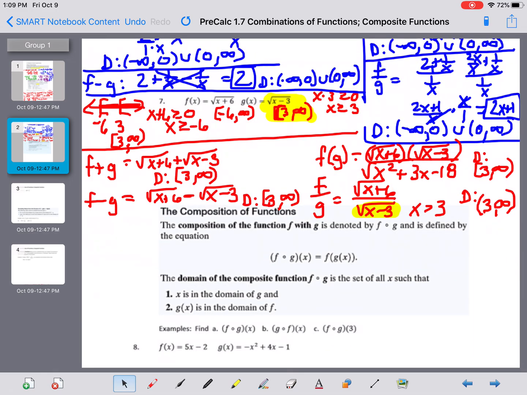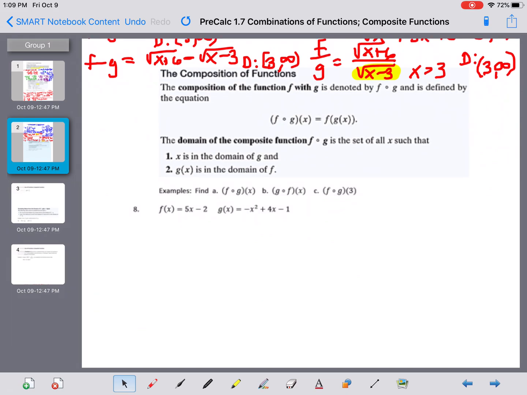All right, composition of functions. Okay, this is slightly different than the combination. Combination, we do an operation, add, subtract, multiply, or divide. Composition is we're going to do one within the other. So composition of the function of f with g is denoted f of g. Okay, we often say it f of g, that little tiny circle is the word "of," okay?